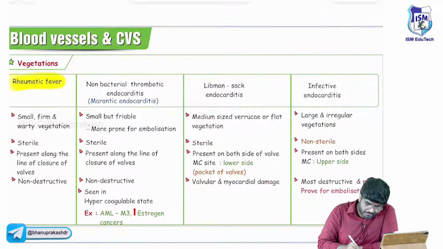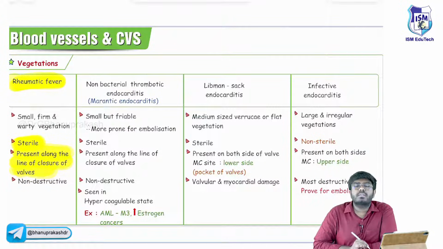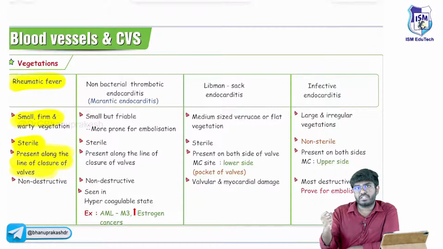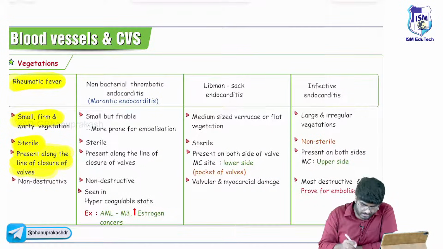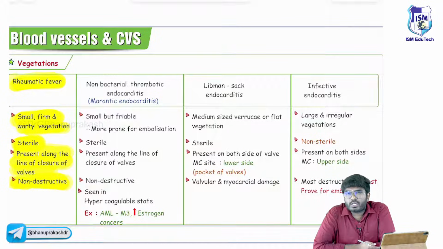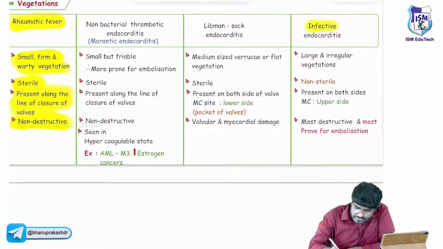Okay, sir, in rheumatic fever, in yesterday's class we discussed where the vegetations are present. The vegetations are seen along the line of closure. These vegetations are sterile. They are small and firm, which means they do not undergo embolization. They are tough things. They are small, firm, wart-like, and non-destructive. They do not cause any damage to the walls.